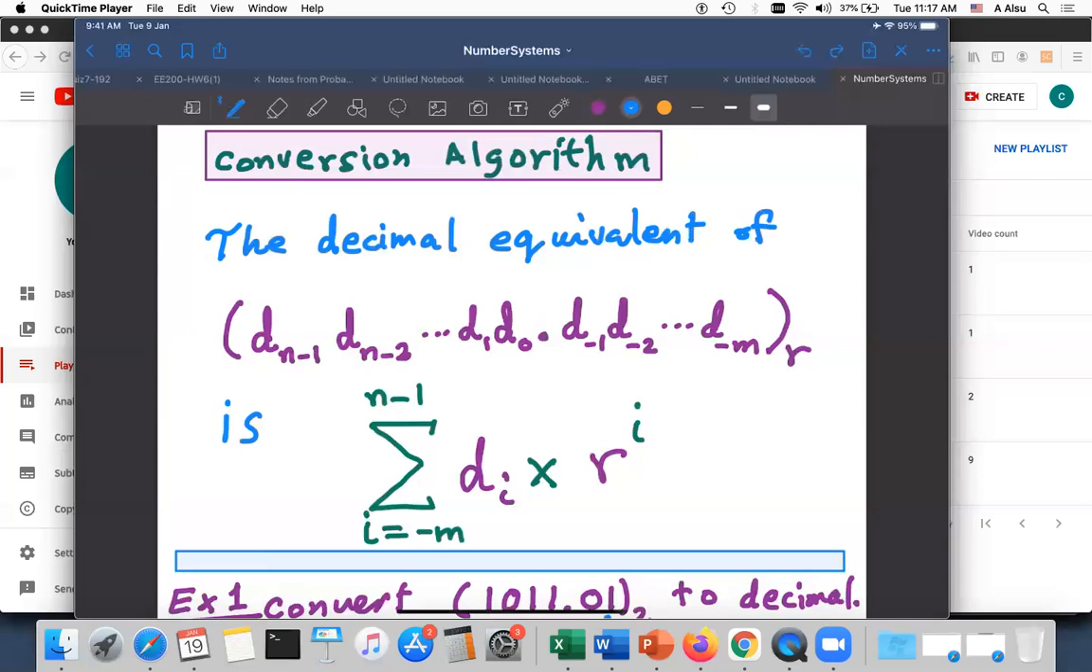And it is in base r. Now, in order to convert it to decimal, I simply use this formula, or this algorithm. I just sum these products: digit number i times r, the radix, to the power i. And i goes from minus m to n minus 1, because we have m plus n digits. So you apply this algorithm and you're done with the conversion. That's it. So let's take an example to simplify this.